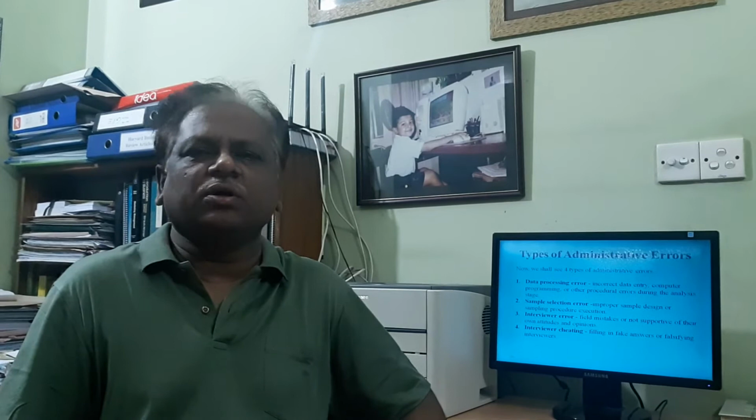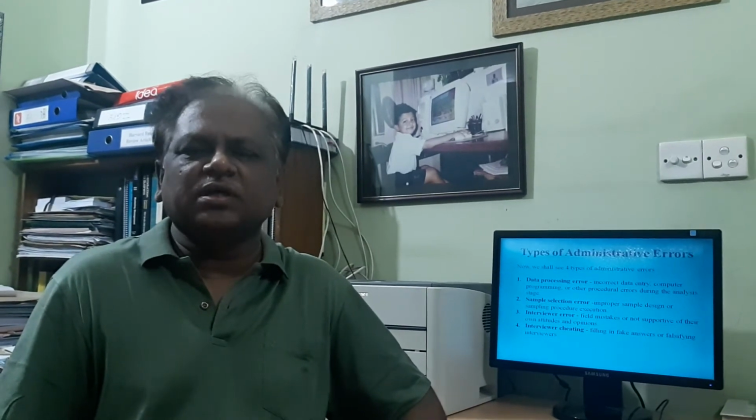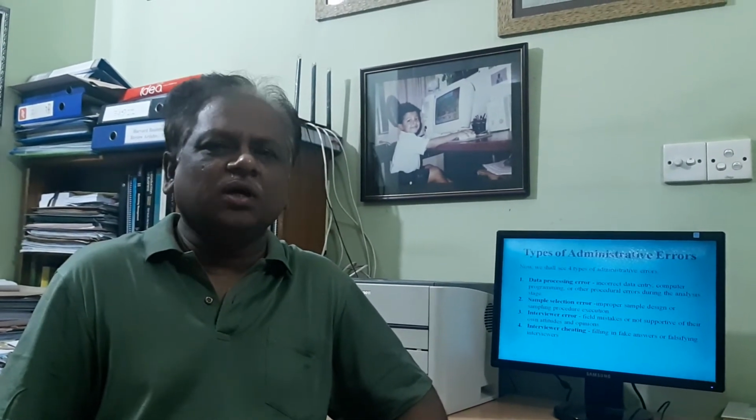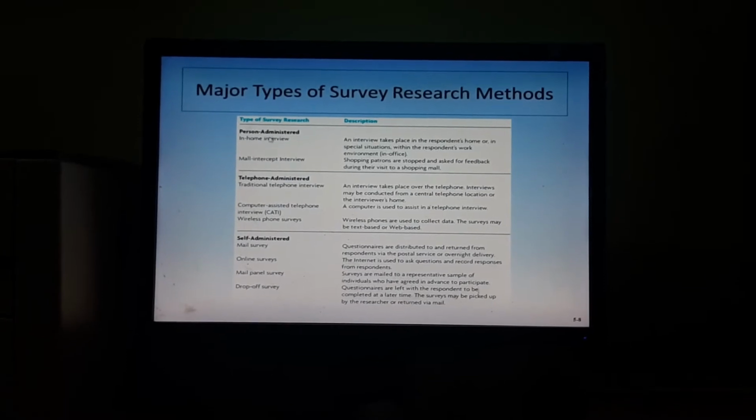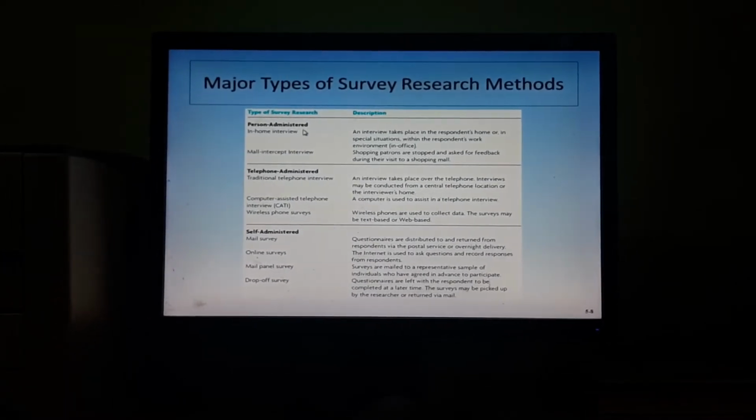Dear students, now we shall discuss major types of survey research methods. There are in fact three major types of survey research methods: person administered survey research, telephone administered survey research, and self administered survey research methods. Now we shall see the details of these three types. The first type is the person administered survey research method.